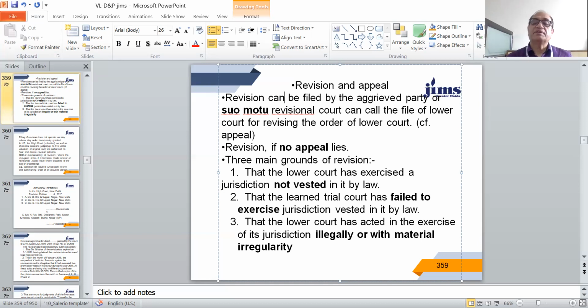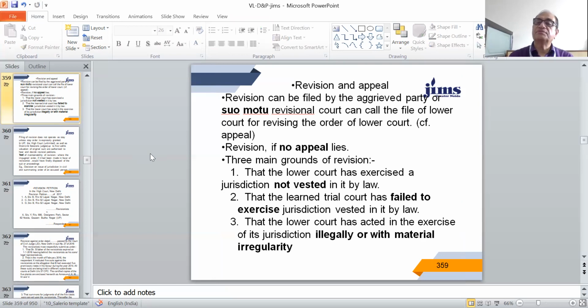The second ground is the reverse of it, that the learned trial court has failed to exercise jurisdiction vested in it by law. Jurisdiction was there, but the lower court has failed to exercise jurisdiction. Again, the revision will lie against that particular order. And the third ground is that the lower court has acted in the exercise of its jurisdiction illegally or with material irregularity. Jurisdiction was there, jurisdiction was exercised, but with illegality or with material irregularity. So these are the three grounds of revision.